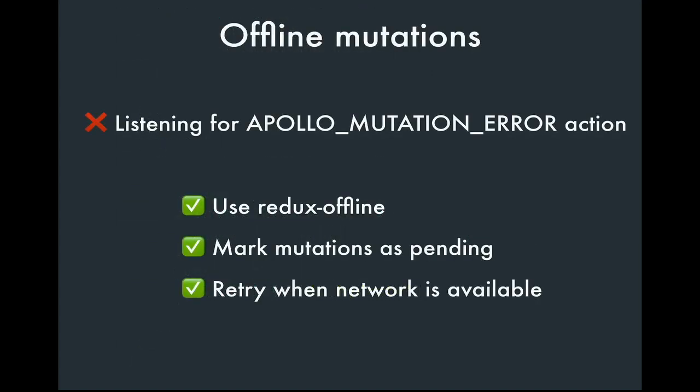The problem is offline mutations. You may think, hey, we can just listen to the mutation error if it doesn't work. If we click something like liking a post, it doesn't work. We may catch that in our reducers and do something about it, but we can't, because the network level errors are swallowed before Apollo dispatches an action. So the problem is we need to use Redux offline. We need to mark all of our mutations as pending, and then we need to retry when the network is available. Redux offline is doing that out of the box. It's waiting for network connection, and whenever it's available, it goes to your array of actions that need to be dispatched, and it eventually dispatches them to the network.